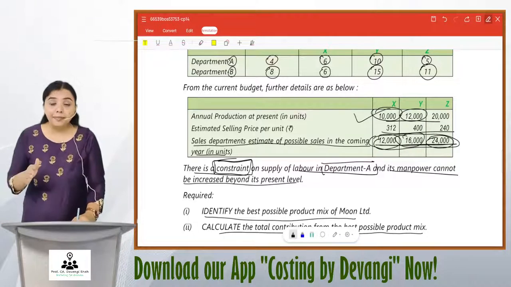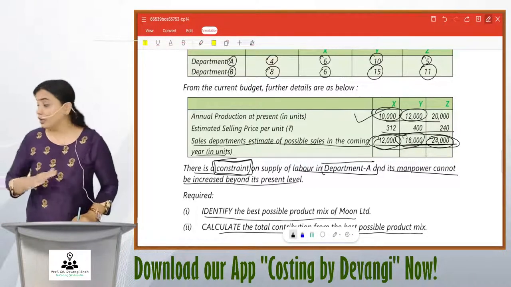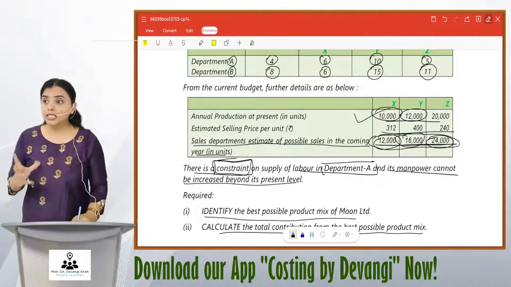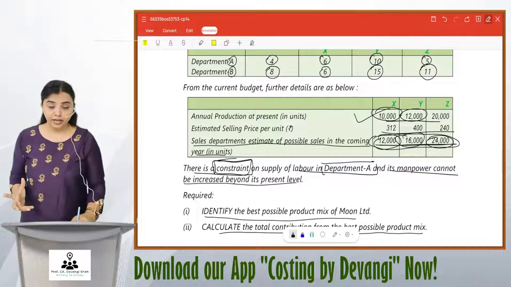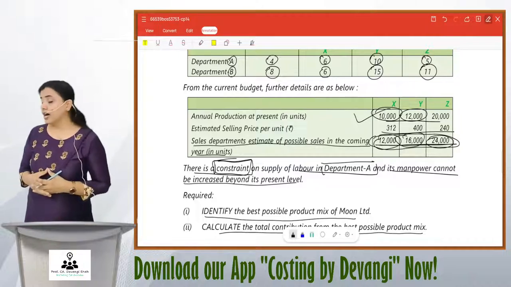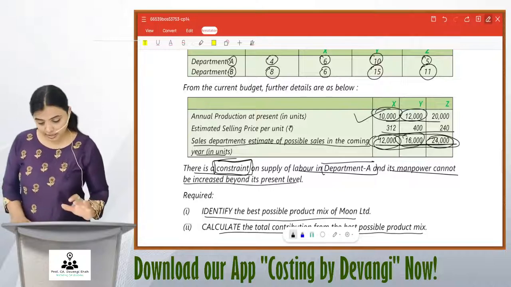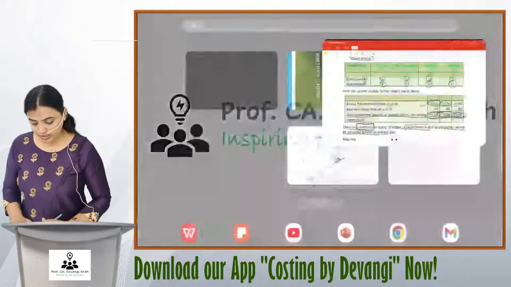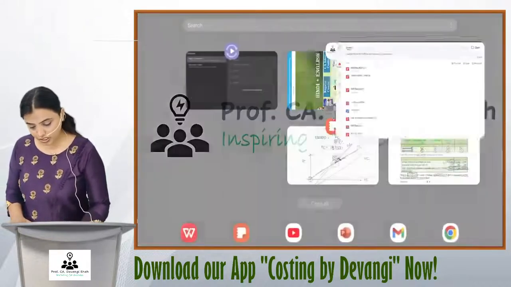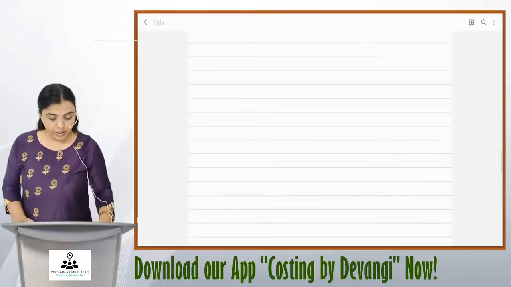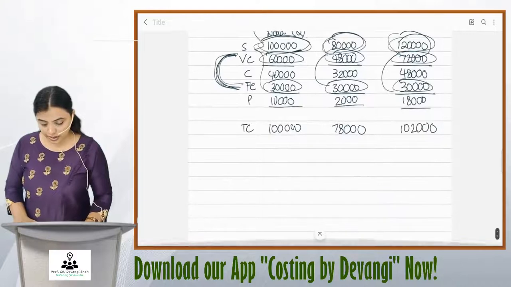But labor hours of department A cannot be increased. So what should be done? This is the question. What is the optimum product mix that needs to be done? That is what I'm going to teach you, friends. Let's start. I'll go very slow so that you understand.